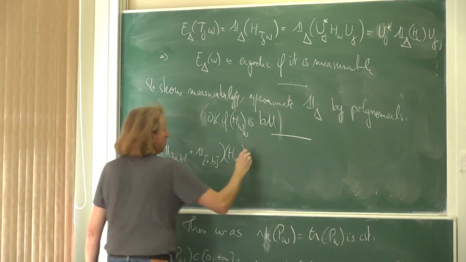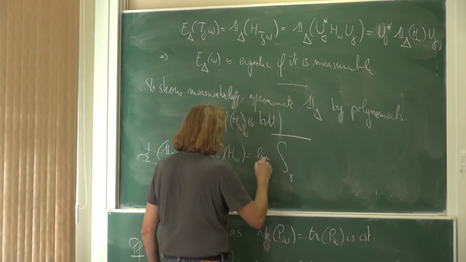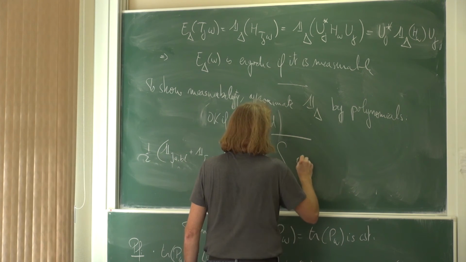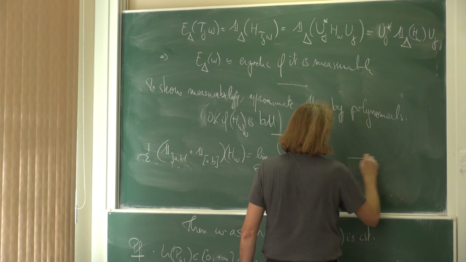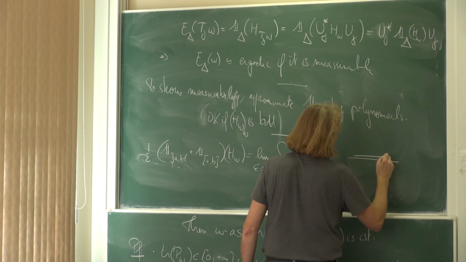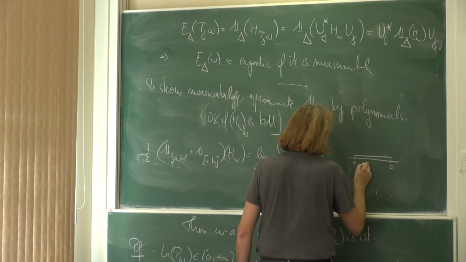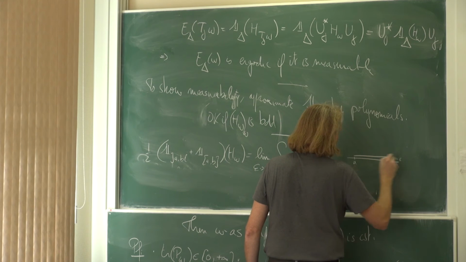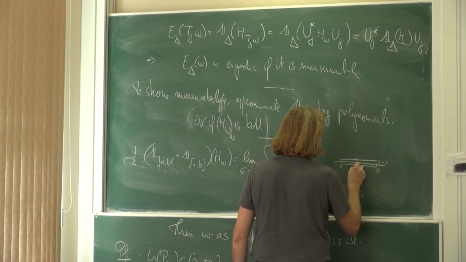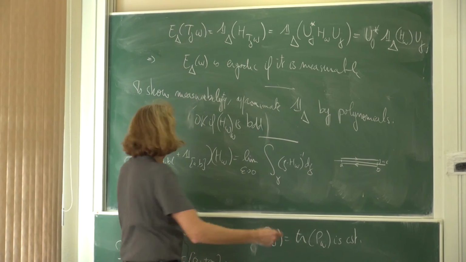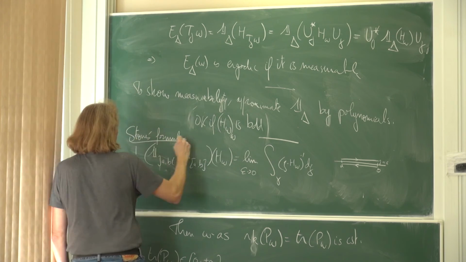omega, 1 over 2. This is the limit of the integral over the contour gamma that I'm going to draw, when epsilon goes to 0, of (z minus H omega) to the minus 1 dz. And gamma is the following contour. So I have A, B. This is just Stone's formula, right? This is called Stone's formula.